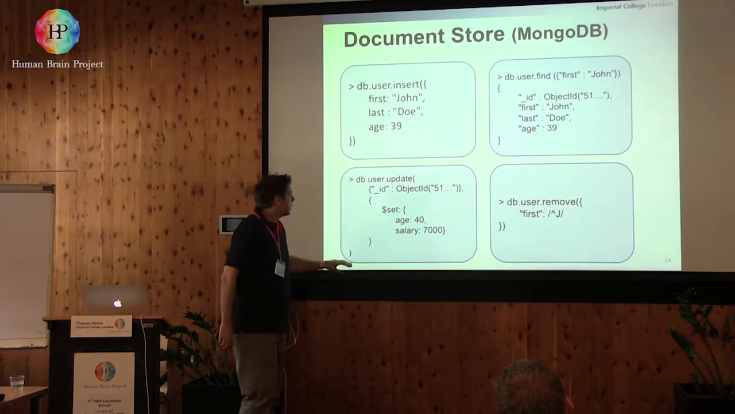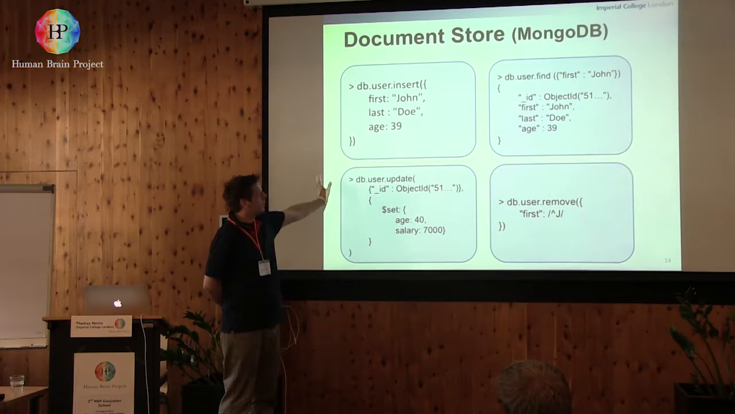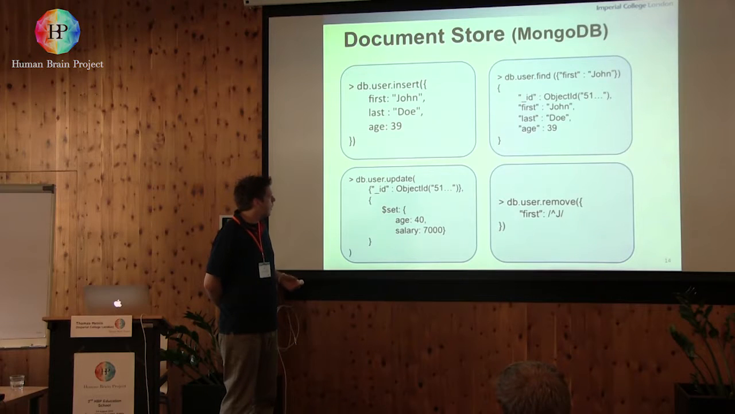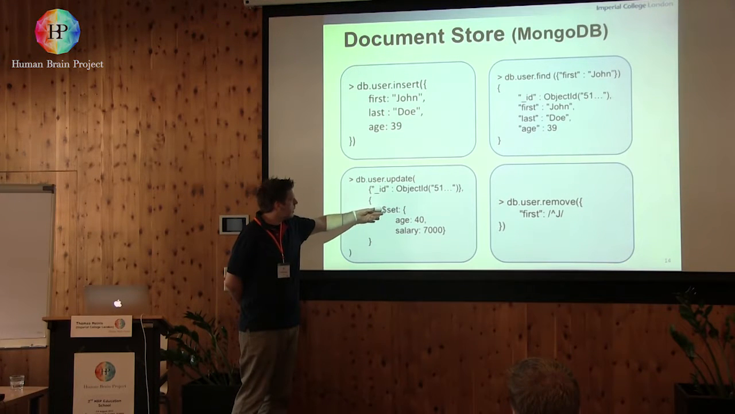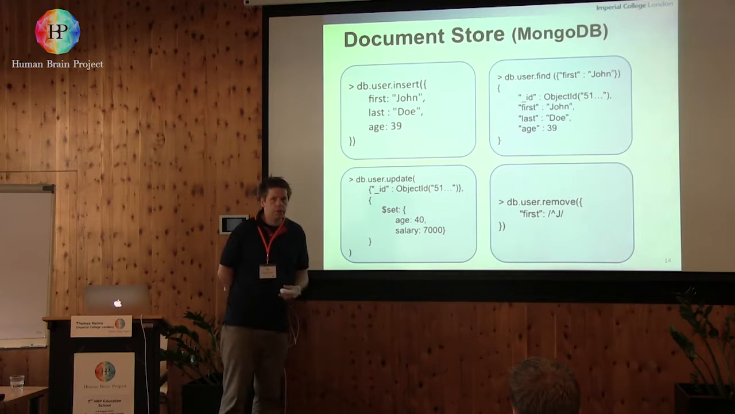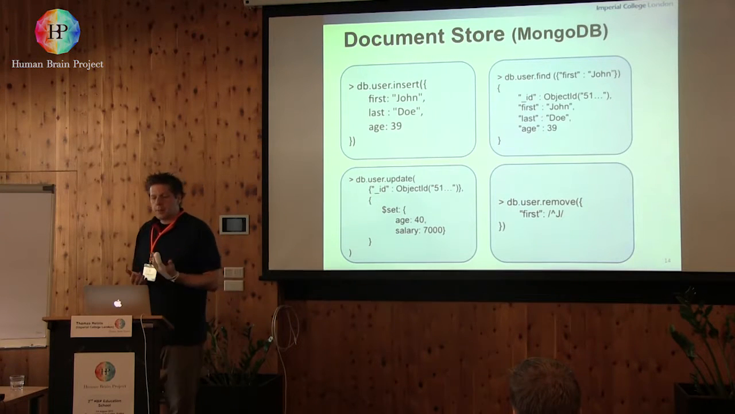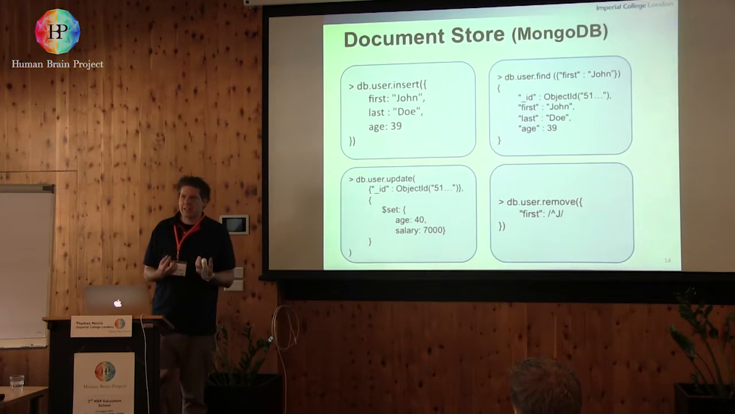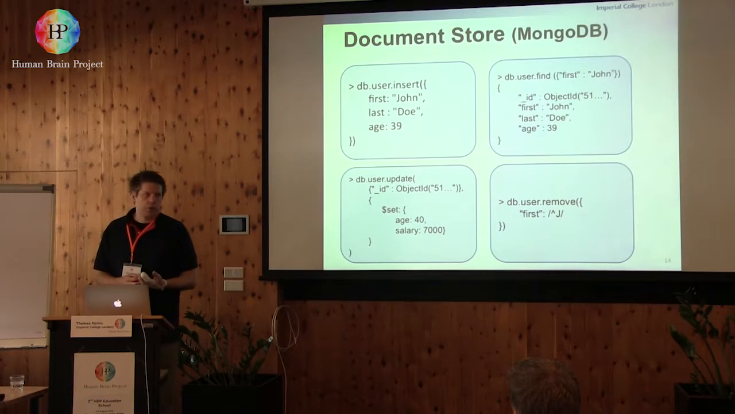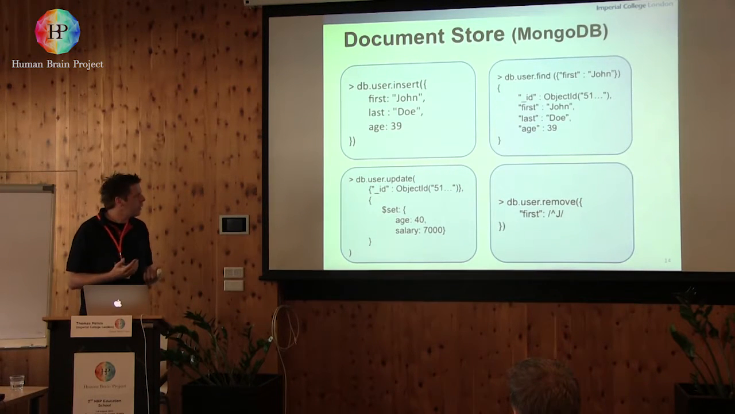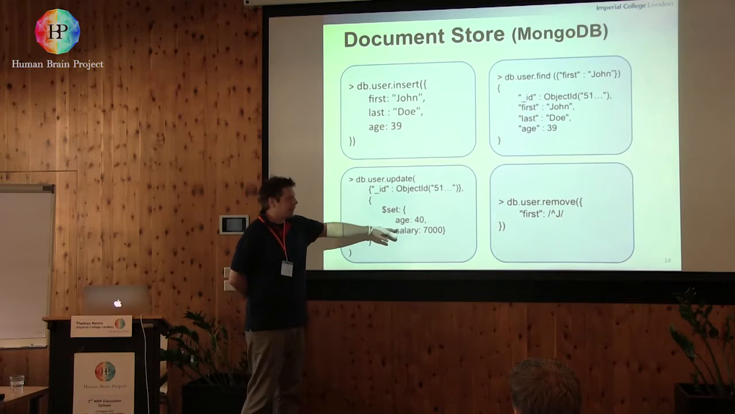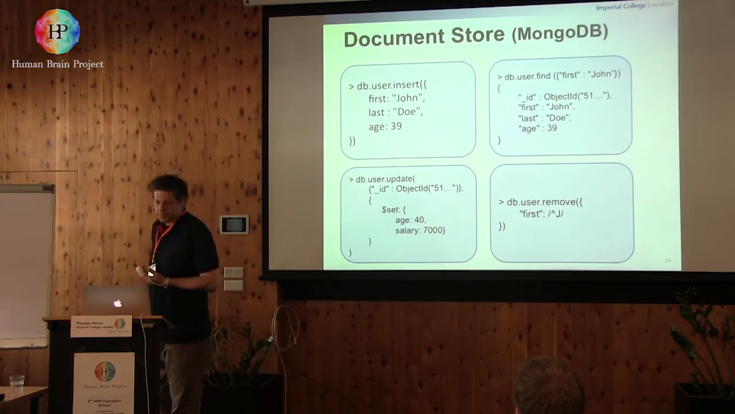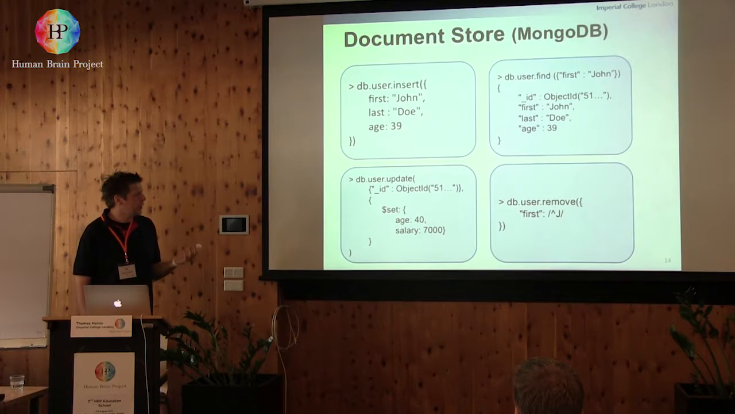If you want to update, you retrieve the object in whatever way you want. You can go by username or by the first name, and then you can set certain properties. You set age to 40 and salary to 7,000. That's one of the interesting aspects of document stores: you can also add attributes on the go. So that counts for the flexible schema. You can just change your schema as you wish. For example, here salary is being added. We didn't have this initially, and it is added as a key and a value. So you can really change the schema on the go.